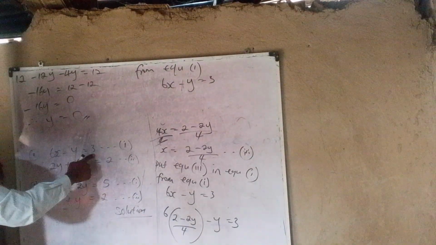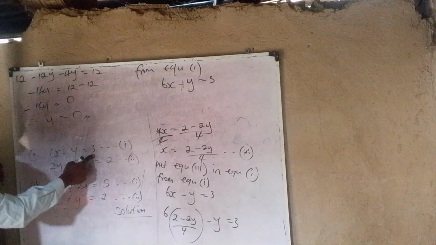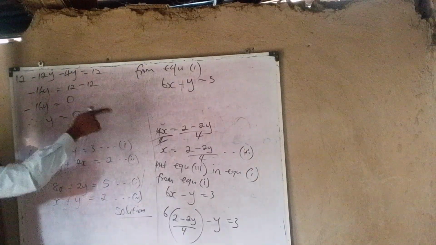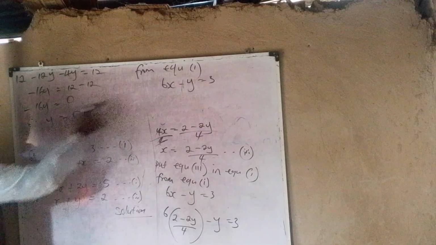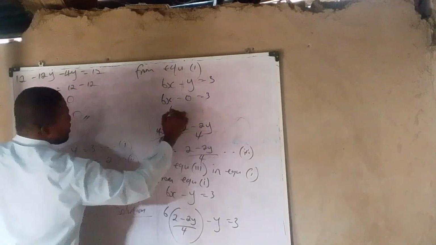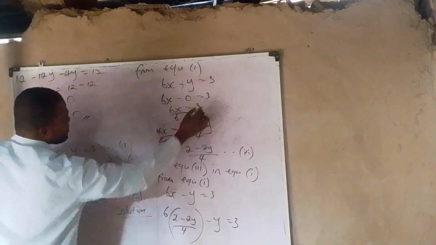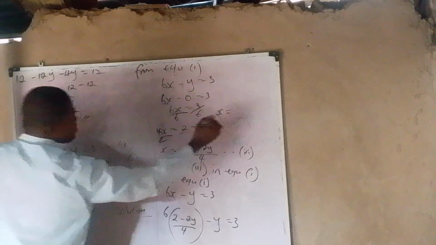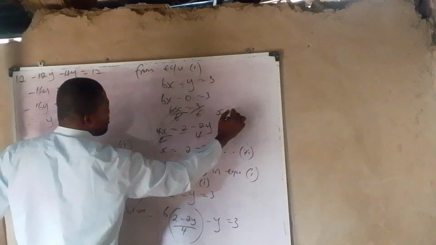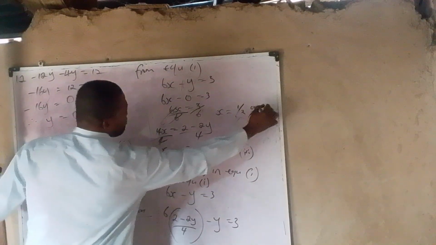But remember, I'm looking for x now. My y is 0. So let's say 6x minus 0 equal to 3. Therefore 6x is equal to 3. So I divide by 6, divide by 6. x is now equal to 1 over 2 or 0.5.